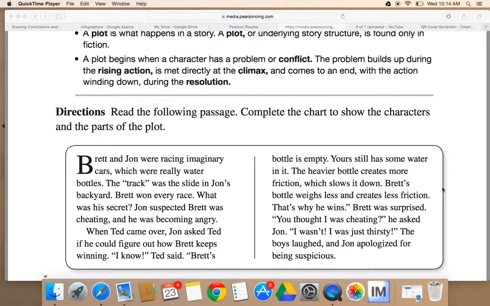You have the conflict, which is like the problem in the story. You have the rising action, which is where the problem is building up. You have the climax, which is like the turning point in the story. And you have the resolution, which is how the story ends, how the problem is solved.